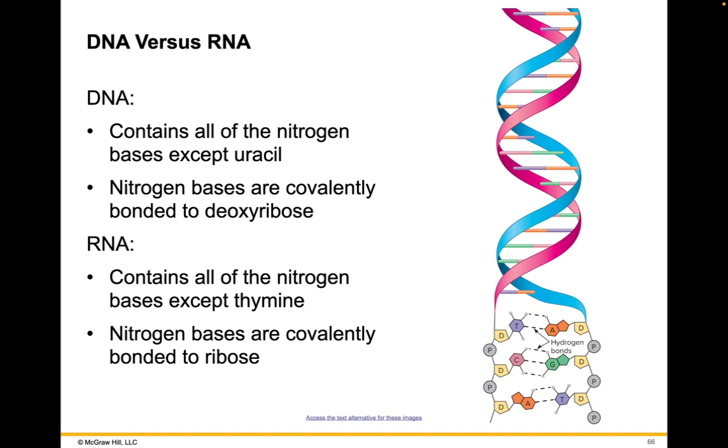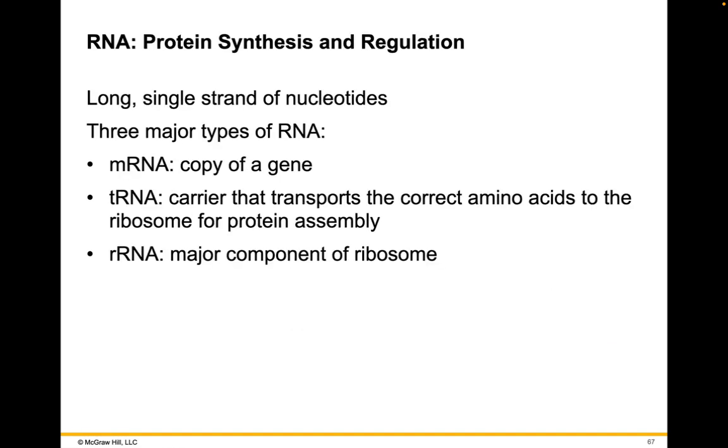So DNA contains all nitrogen bases except uracil, and the nitrogen bases are covalently bonded to deoxyribose, whereas RNA has all the bases except thymine, and they are covalently bonded to ribose. The sugars are different. And we are going to pause right there.